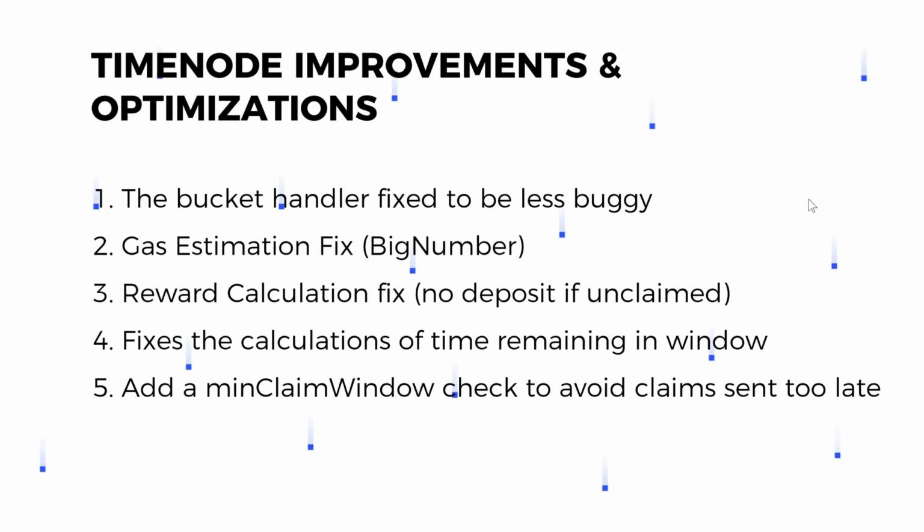And then we have a couple of time remaining in the window calculations, and we have added a new parameter called minimum claim window. This is just to avoid sending claims too late. We have also added some default values to this, so you do not have to change anything yet, but you can play around with this new economic strategy value if you wish.